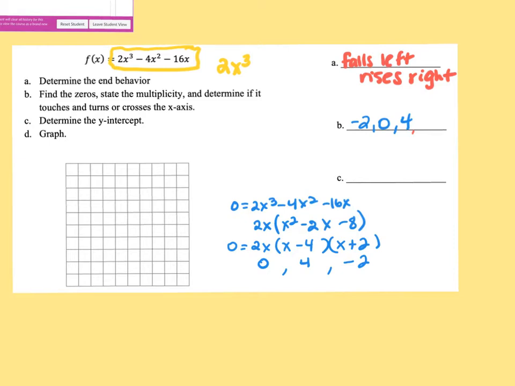Okay, which means these cross through. If there was a multiplicity of 2, that one would bounce. You'll just put it next to the number. Bounces, crosses through.